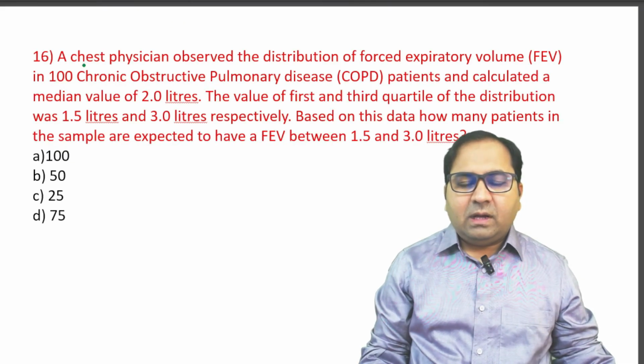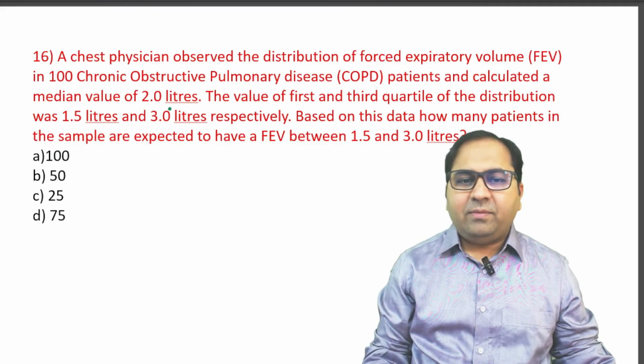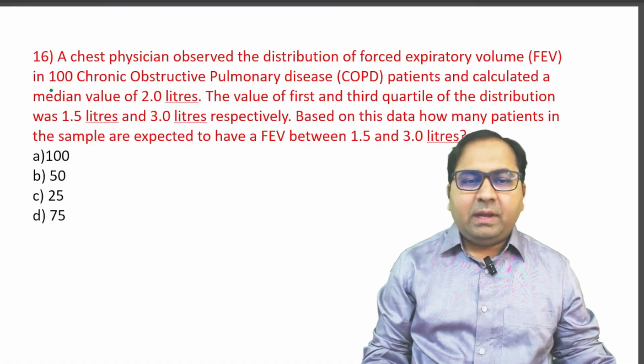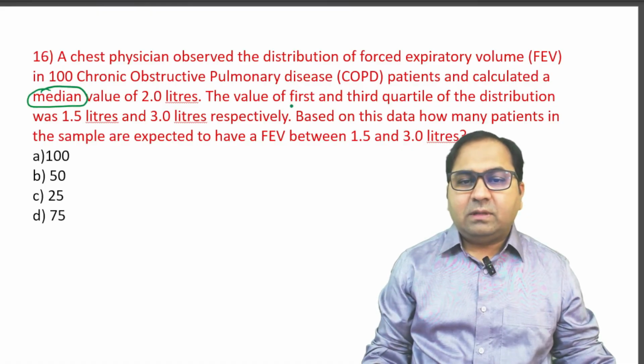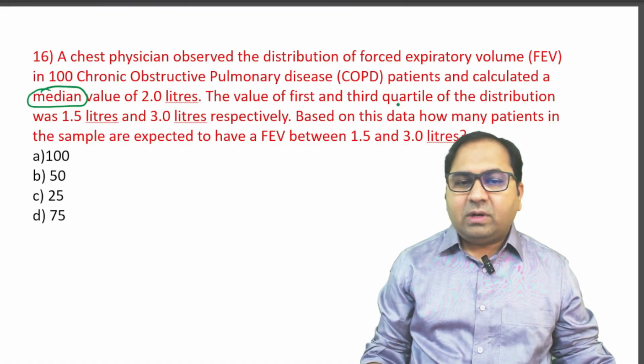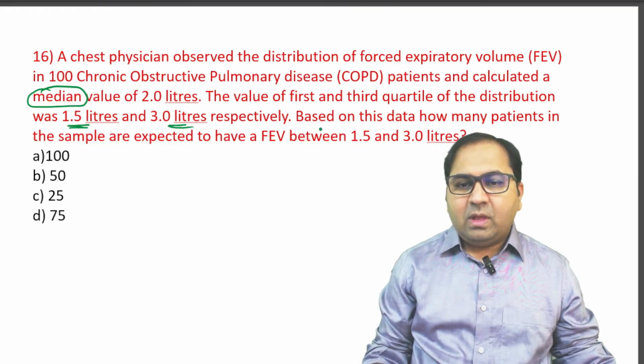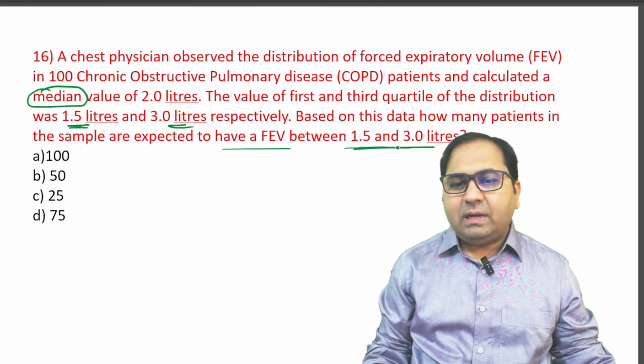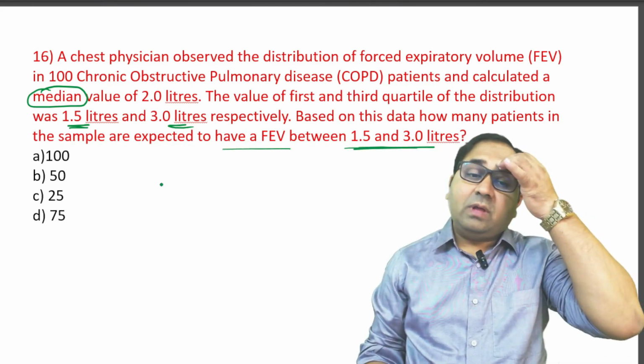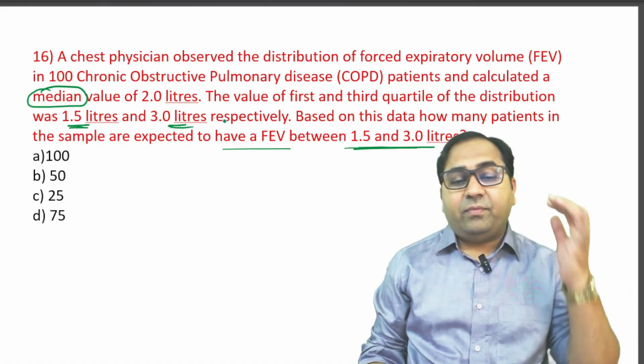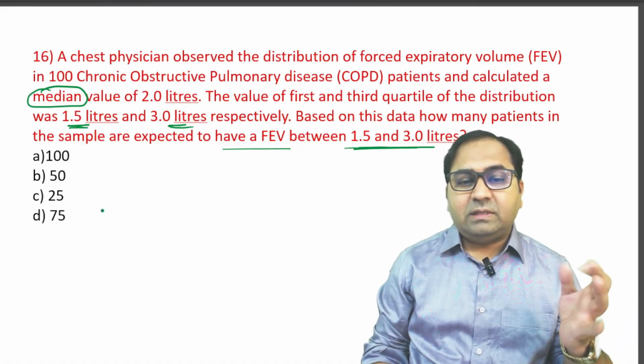Next question. A chest physician observed the distribution of FEV1 in 100 COPD patients and calculated a mean value of 2 liters and a median value of 2 liters. The first and third quartile of the distribution were 1.5 liters and 3 liters respectively. Based on this data, how many patients in the sample are expected to have FEV1 between 1.5 and 3 liters? The options are A 100, B 50, C 25 or D 75.